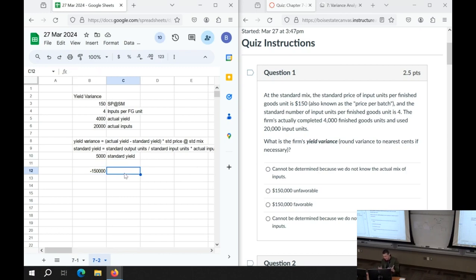All right, so negative 150,000. Oh, negative. That's always favorable, right? Now, in the yield case, remember, it's the opposite sign. So this is actually an unfavorable yield variance.